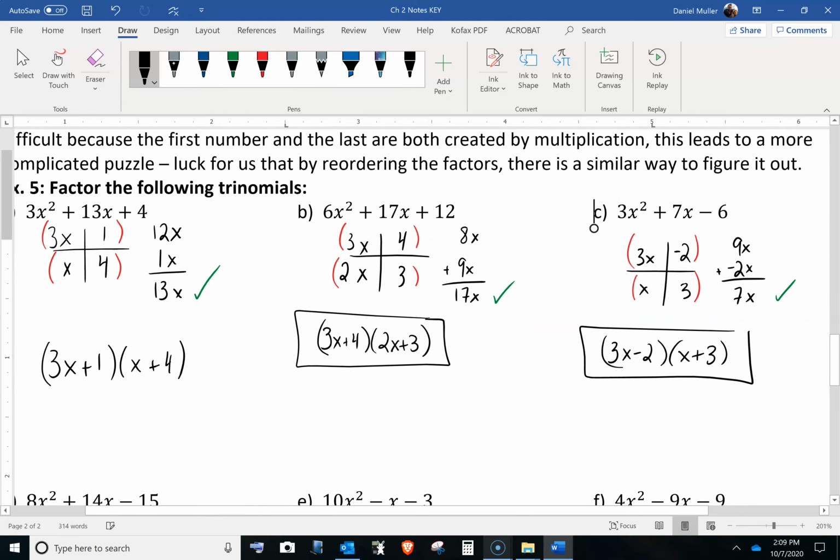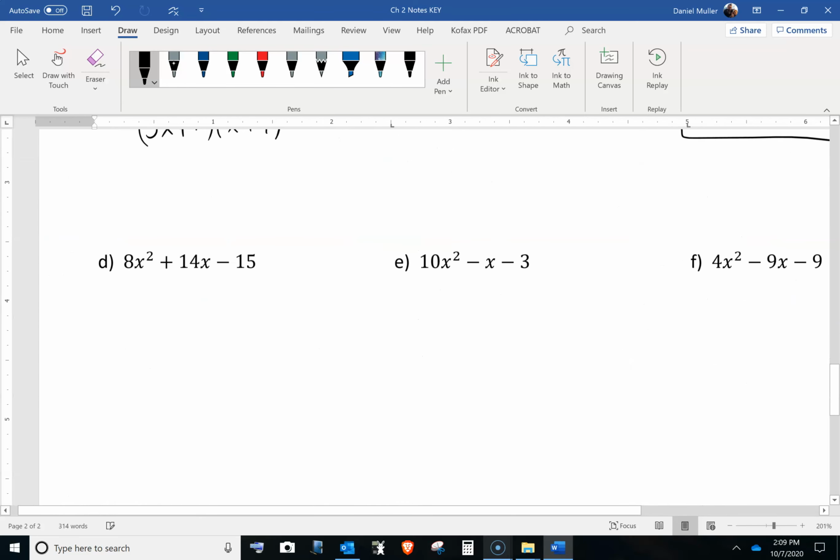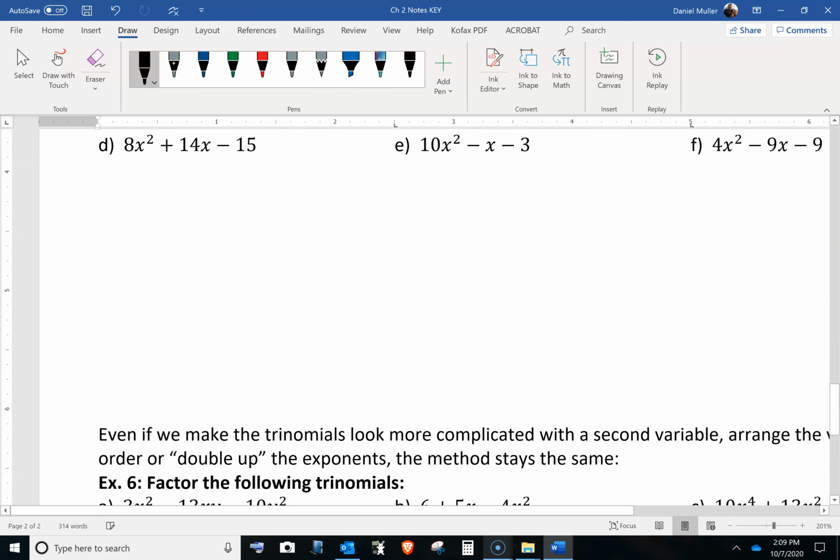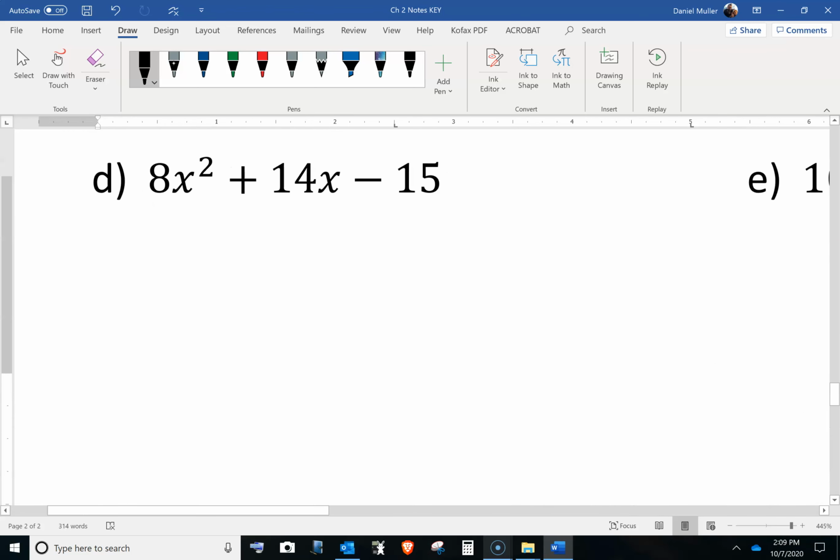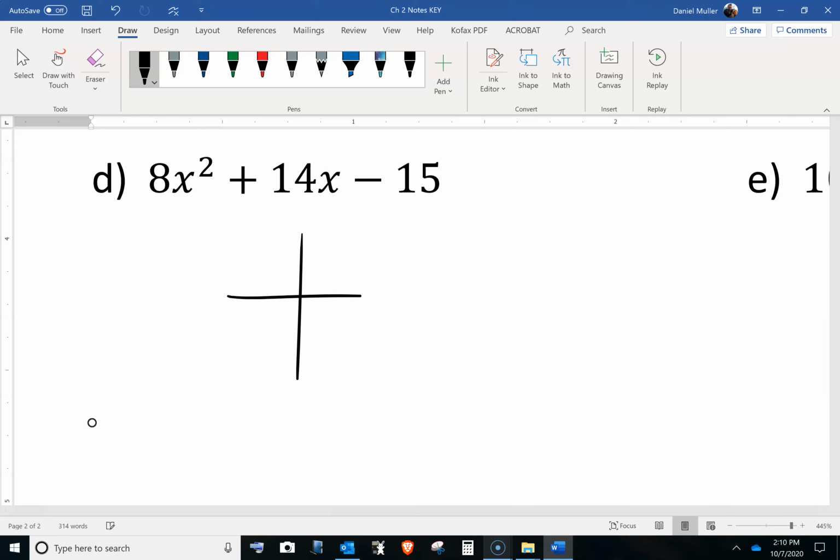So let's try a few more here. How many more do I have? Okay, yeah. So let's try this here. Oh, if this pen, no, the pen works. Okay. So I need an 8x squared. So I'm going to do a 4x and a 2x. I guess I could do an 8x and a 1x, but I'm going to choose the numbers that are closer together, which is 4 and 2.